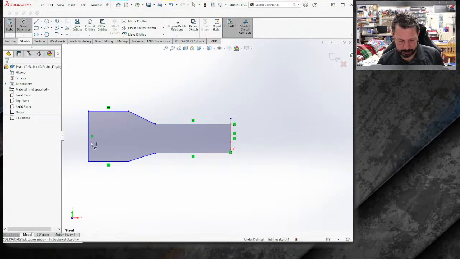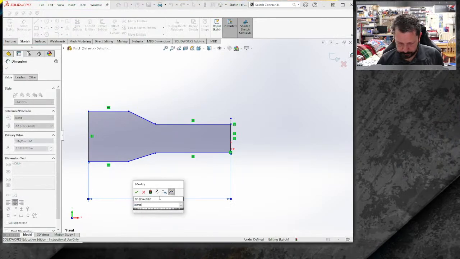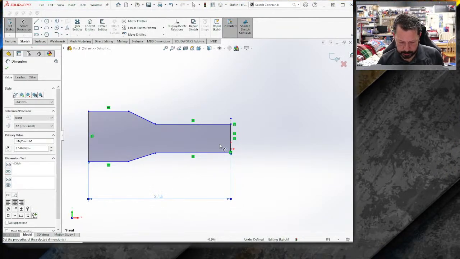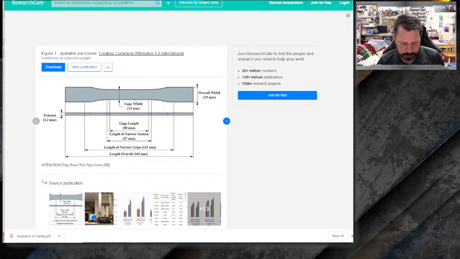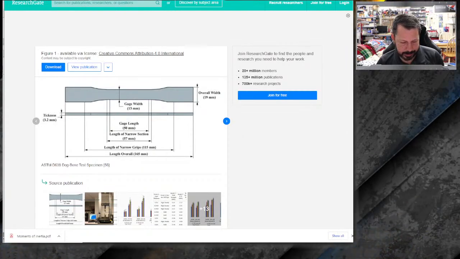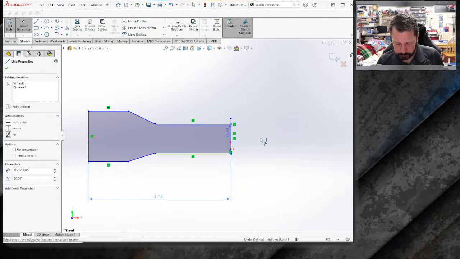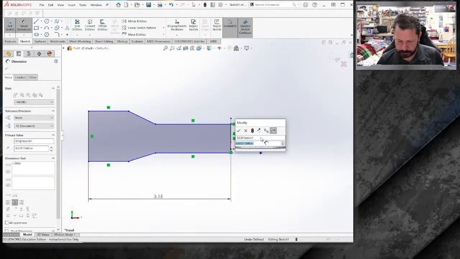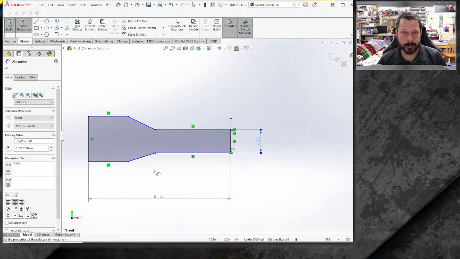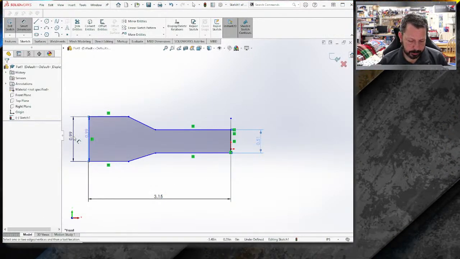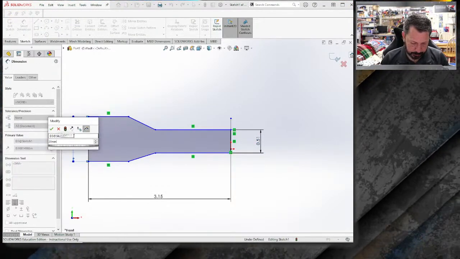So let's say that from here to here is 80 millimeters. I'm going to get close to this thing. So gauge width is 13 and the outer part is 19. Okay. So this needs to be 13 millimeters. These units are showing up in inches because I have it defaulting to inches, but I'm typing in millimeters.